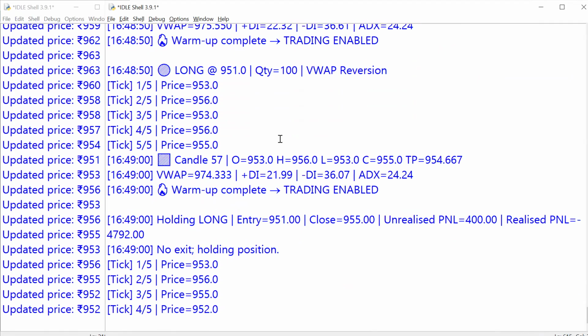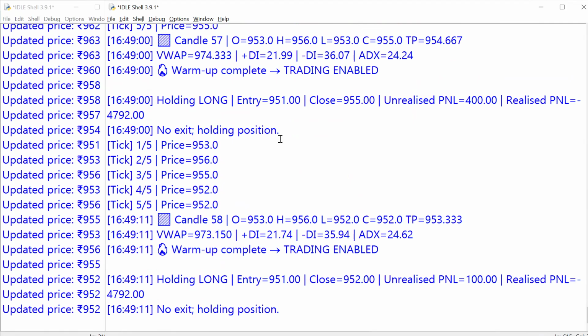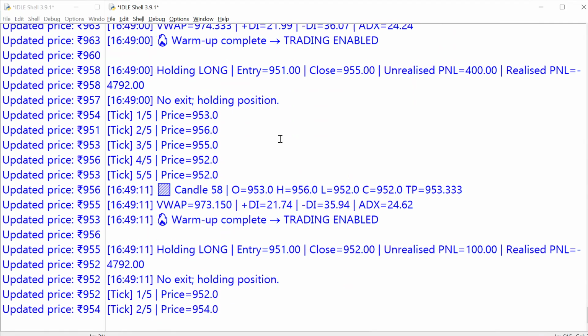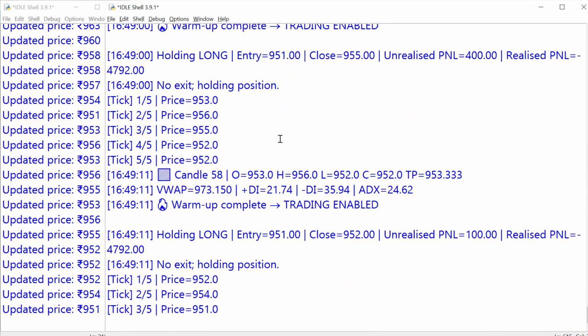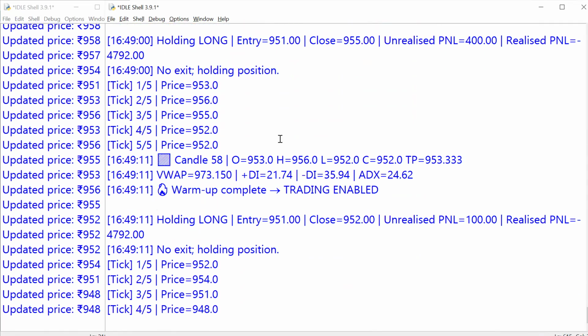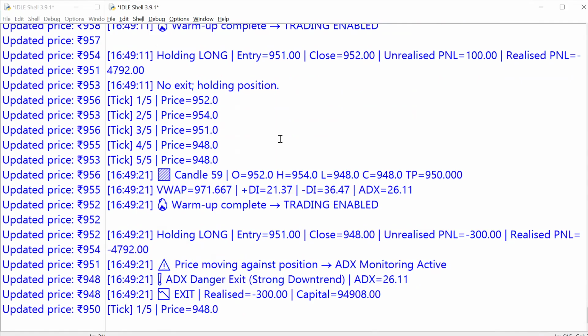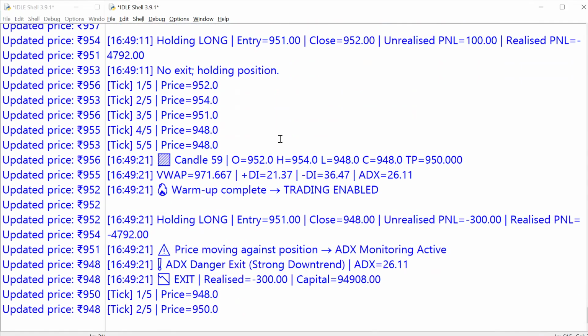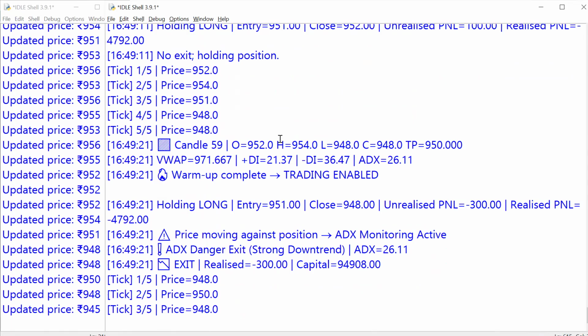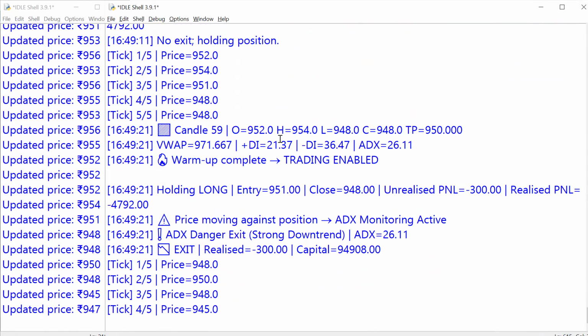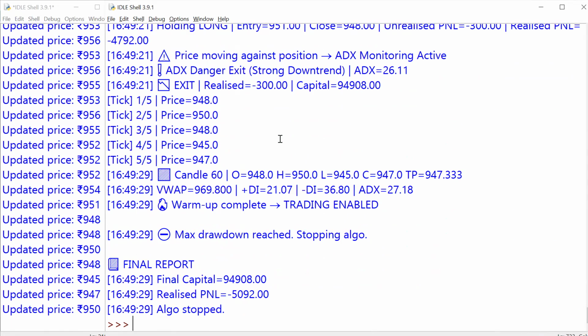So you can see here, VWAP has a real problem, which is monitored by ADX, and ADX takes a decision where it basically books the loss. Now here I kept the ADX slightly slower. I can make my ADX more harsh. You can see here the algo has completely stopped. We are in a loss of 5% of the capital.